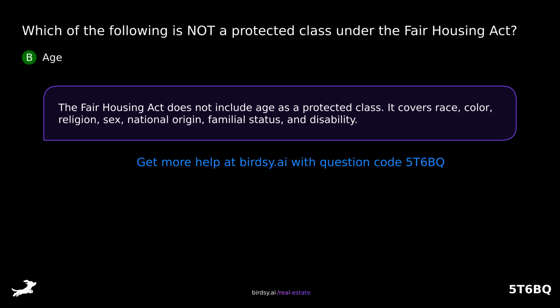familial status? The answer is B, age. The Fair Housing Act does not include age as a protected class. It covers race, color, religion, sex, national origin, familial status, and disability.